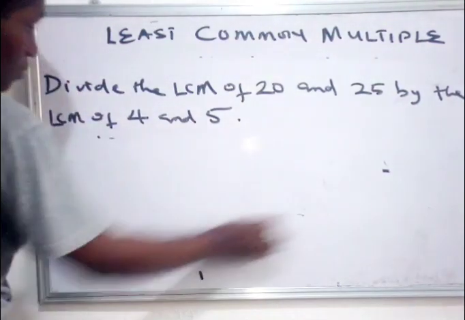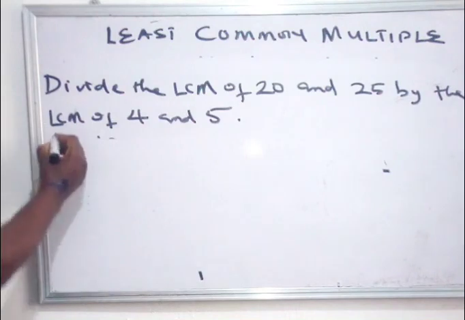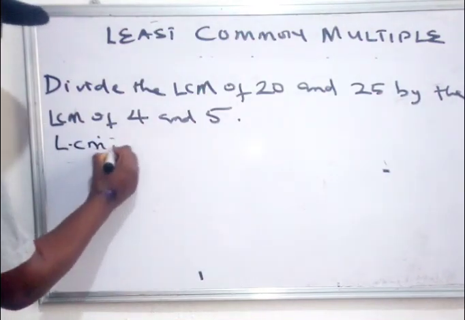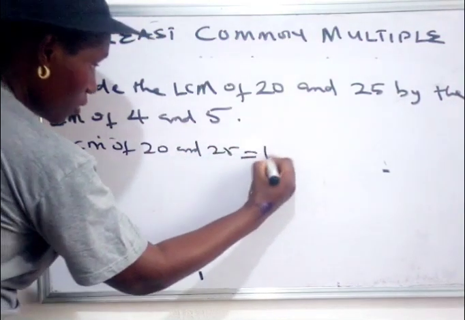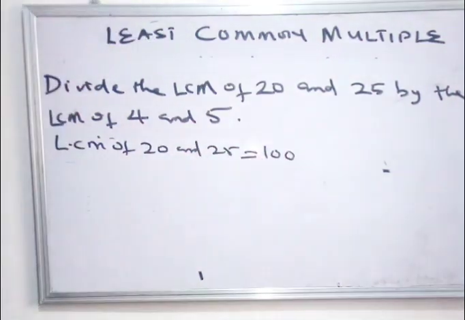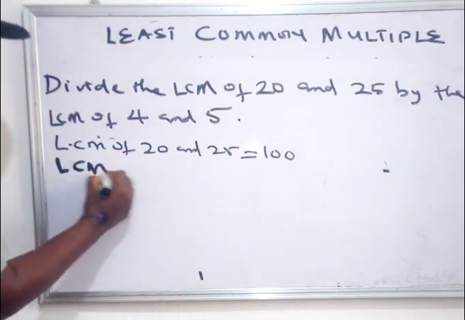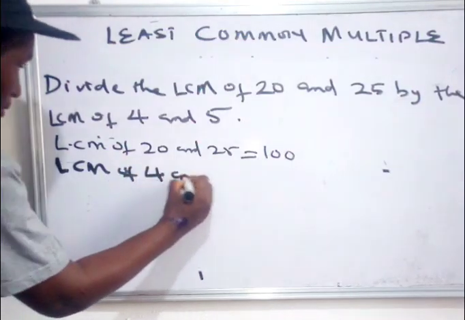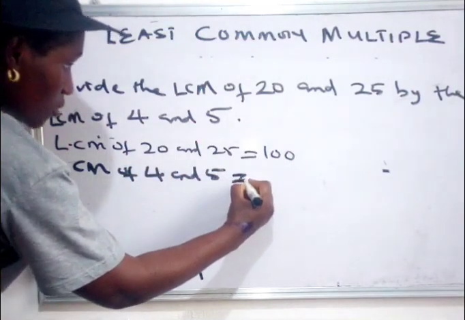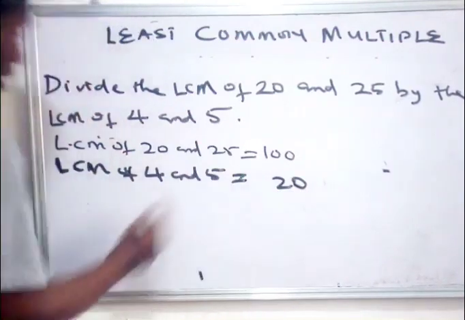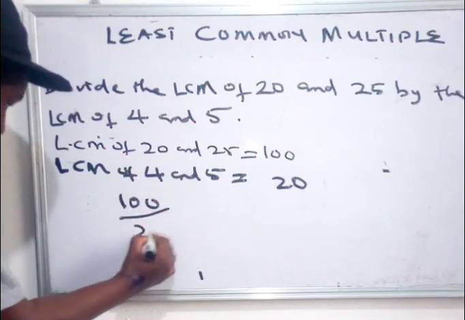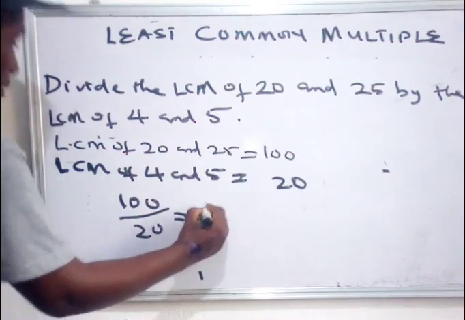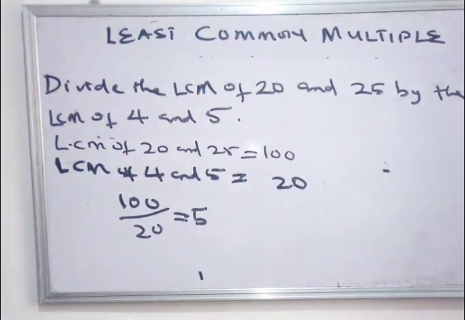So the LCM of 20 and 25 is equal to 100. The LCM of 4 and 5 is equal to what? 20. So we have to divide this by this. So we have 100 over 20 gives us 5. This is our final answer.